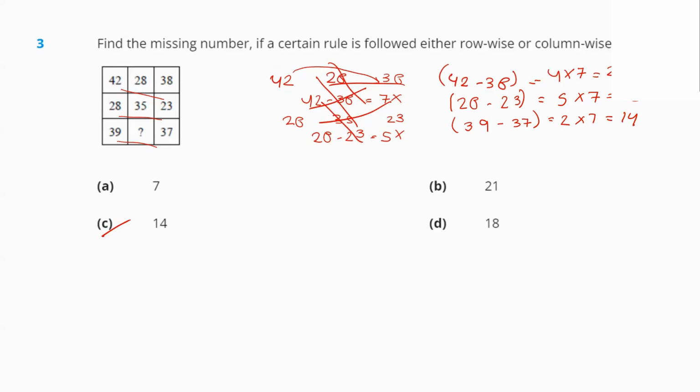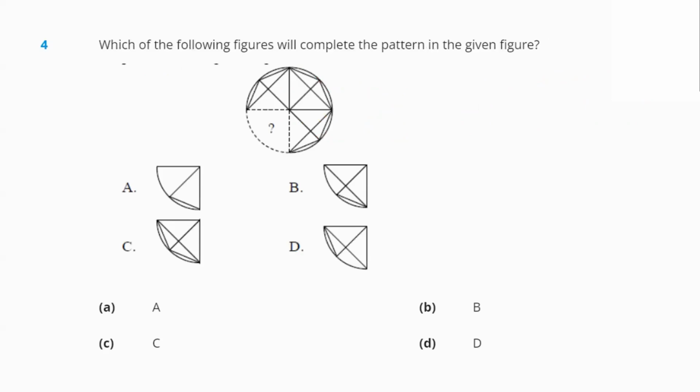Moving on to the next question. Which of the following figures will complete the pattern in the given figure? So let's draw firstly a complete triangle and a line. So this will get cut. We have 3 options left. Drawing another, this has to be divisible along. So answer C is the correct answer.